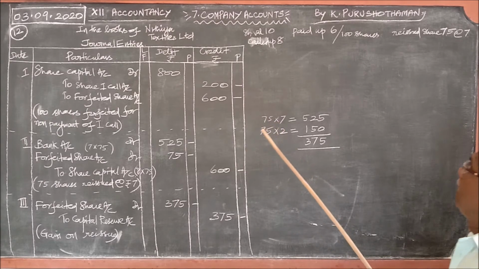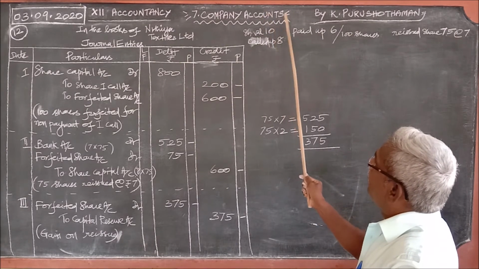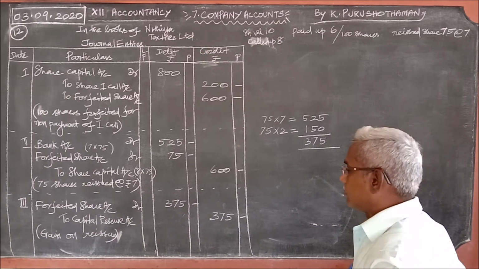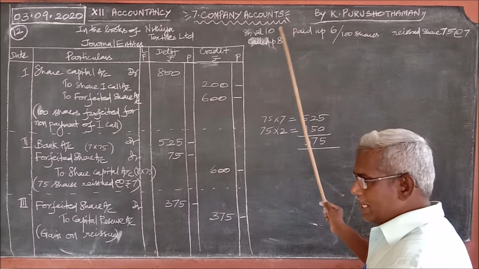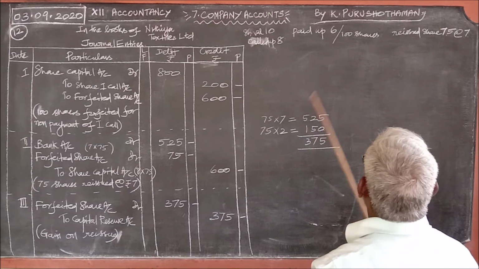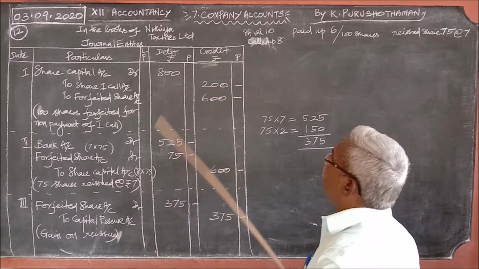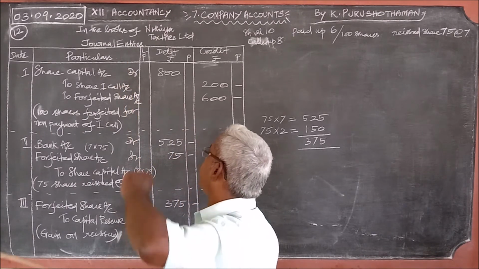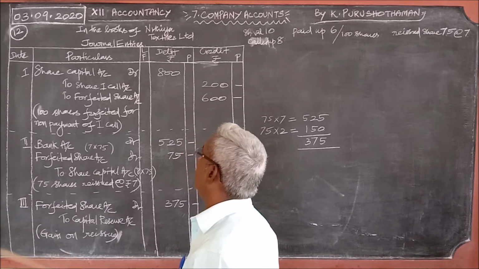What is that? 100 shares were issued at the rate of rupees 10 by Nitya Textiles Limited. But the called up amount is only 8, and the paid up amount only 6. This is the history for the first journal entry. How to write the first journal entry? This is the journal entry for forfeiture. What is forfeiture? Share forfeiture journal entry.